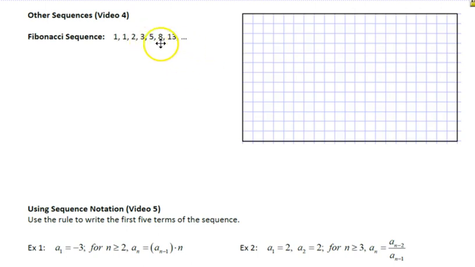So the next term in the sequence would be 8 plus 13 is 21, and then 13 plus 21 is 34, and the next, 21 plus 34, is 55, and so forth. And that's how you get the terms in the sequence.